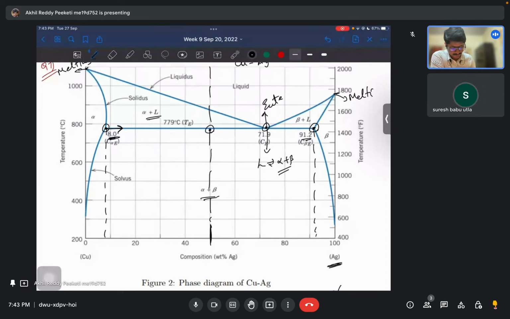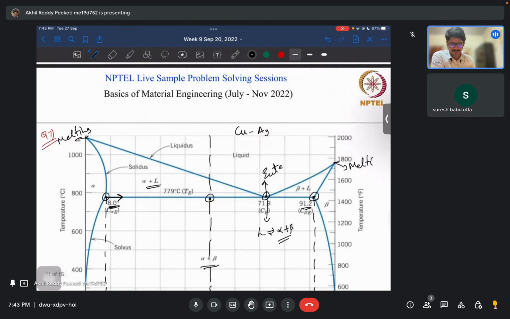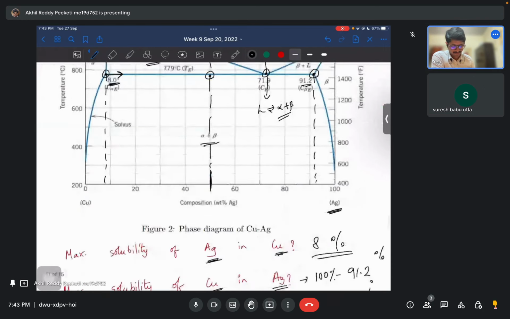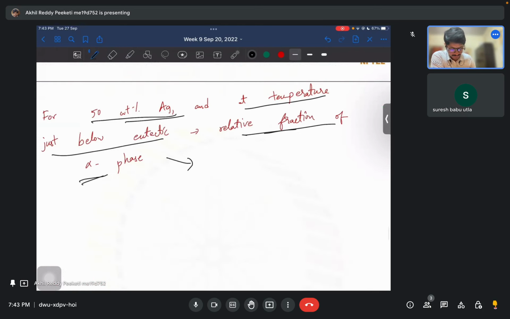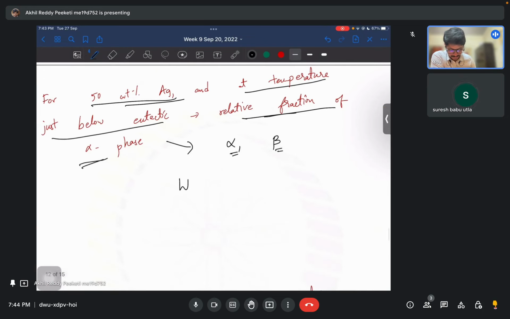So you can just look at the eutectic point. What are the two phases which we have? Yeah, just below, we only have alpha and beta, because there is no liquid below the eutectic point. So we have alpha phase and beta phase. And what is the relative fraction of alpha phase? So W alpha.